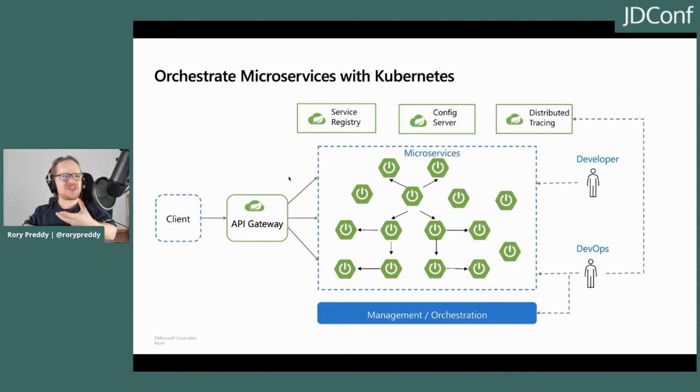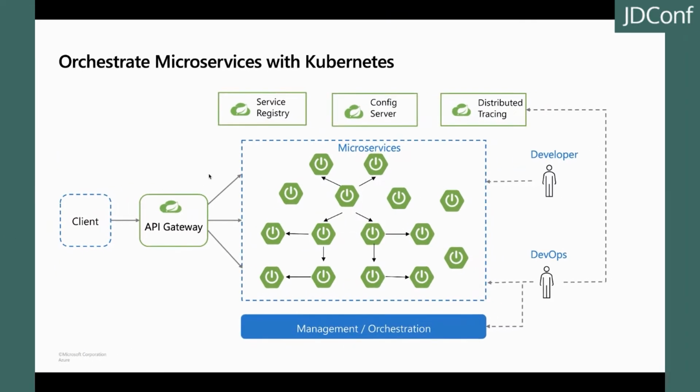With orchestration, typically this component is an off-the-shelf management such as Kubernetes. You see, I pronounce it correctly. Kubernetes is an open source system for automating deployment, scaling, and management of containerized applications. It has many of the features I'm looking for in orchestrating my microservices.